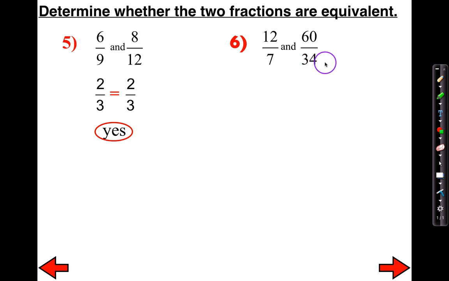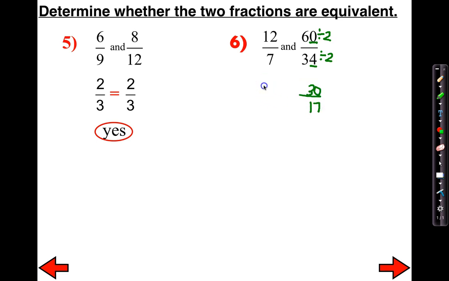Right off the top of my head, I notice both numbers are even. I know this because they end in an even digit: 0 is even, and 4 is even, so both of these numbers are even. So I'm going to go ahead and divide by 2. That's going to leave me with 30 over 17.